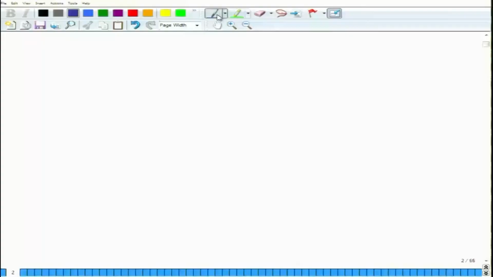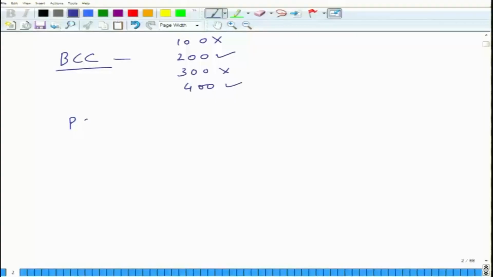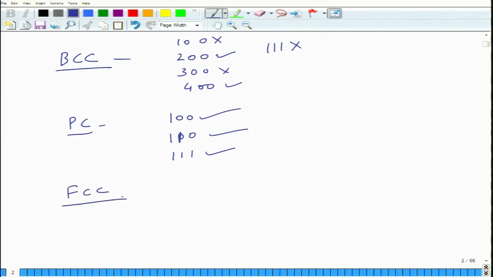So, for example, in case of BCC material, as we will see, 200 will diffract, but 100 will not diffract, 300 will not diffract, 400 will diffract. This is because of position of atoms, because BCC has an atom sitting at the center of the unit cell. For a primitive cubic, as we will see, all of the planes diffract, 100 diffracts, 110 diffracts, 111 diffracts, all of them diffract. In BCC, 111 does not diffract. For FCC, where we have atoms sitting at the center of the faces, we will see that 100 does not diffract, 110 does not diffract, but 111 diffracts, and so on and so forth.